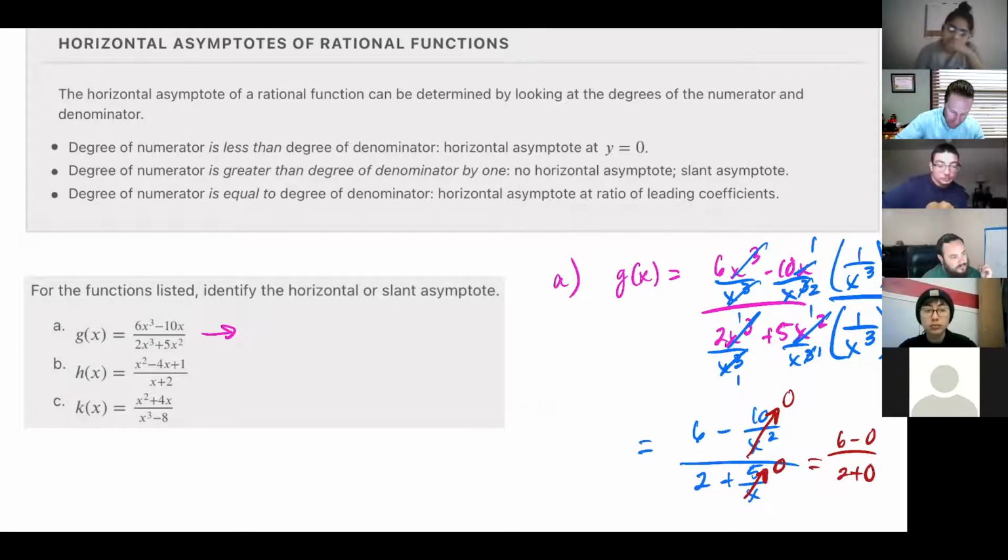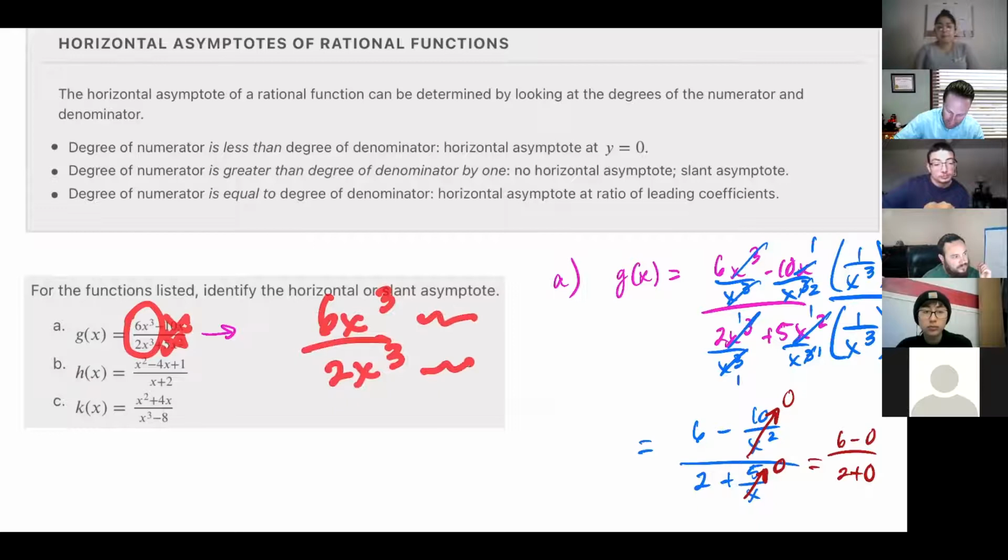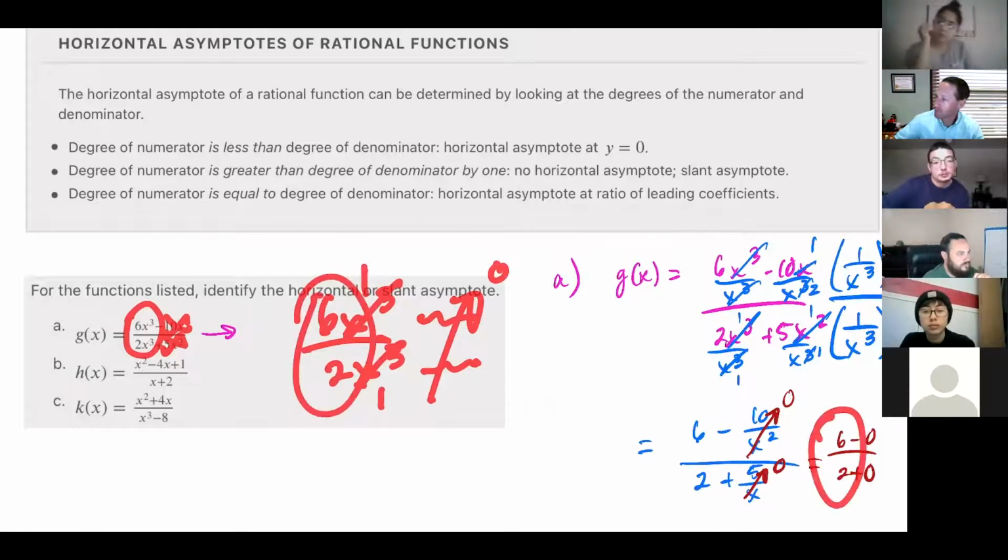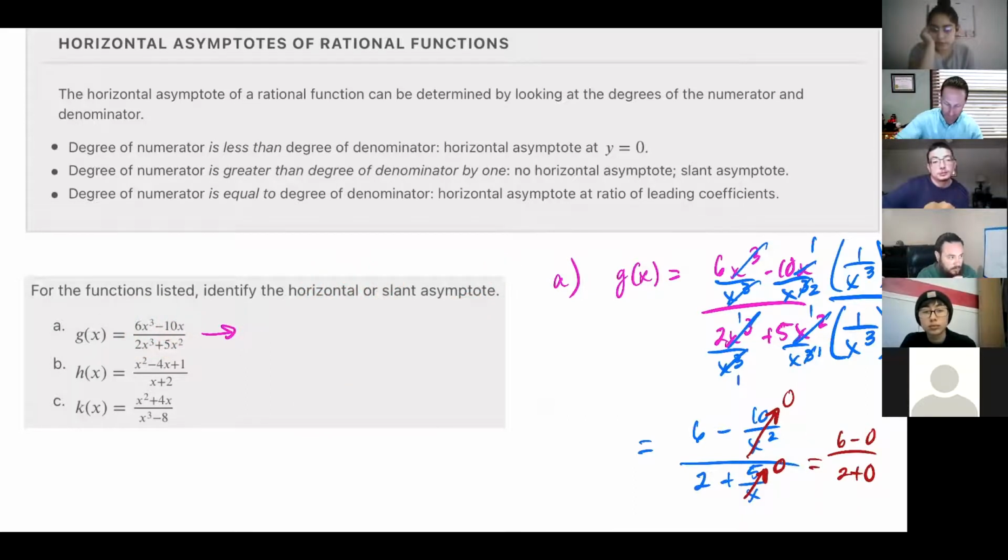So if you notice this one right here, we can just forget about these and focus on these. And if we did that and we had 6x cubed over 2x cubed and all the rest just became zeros, then what would you guys do with that? You'd cancel the x cubes and say your answer is 3. Now what's 3, guys? What does that represent? The horizontal answer, whatever the thing.